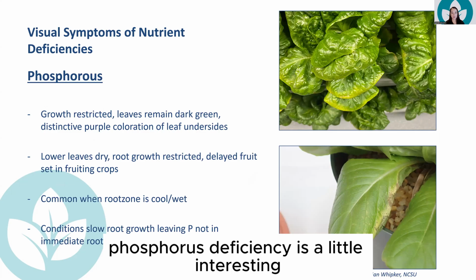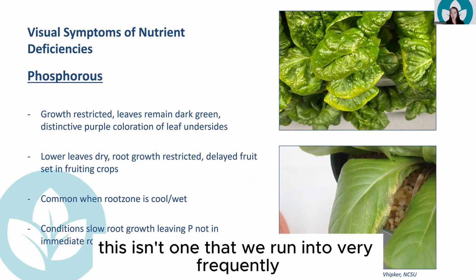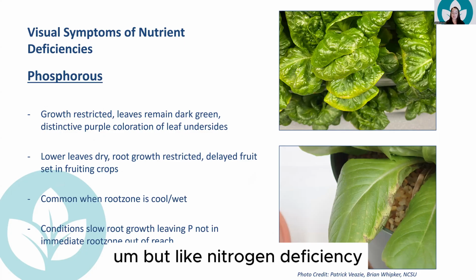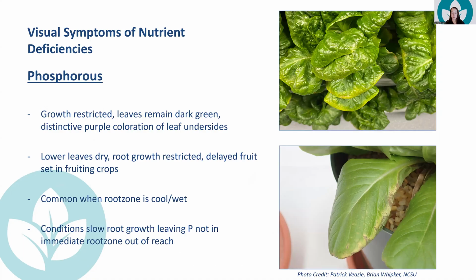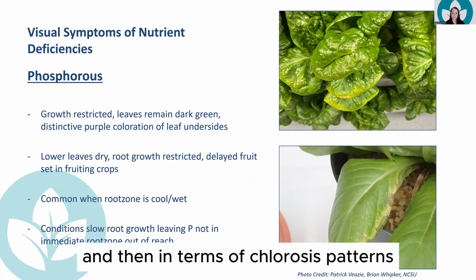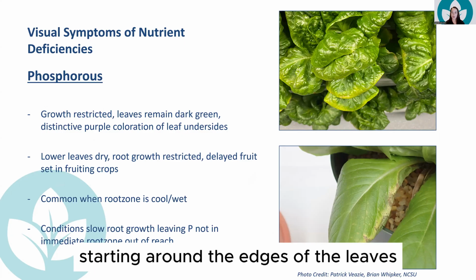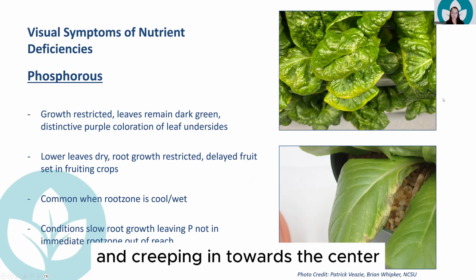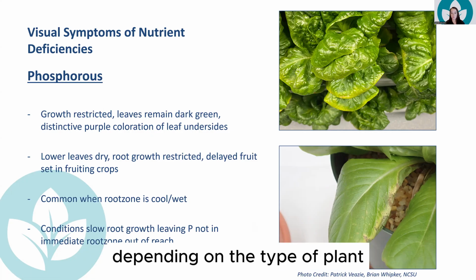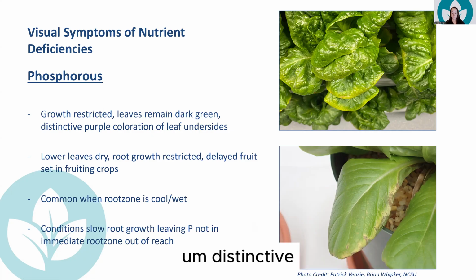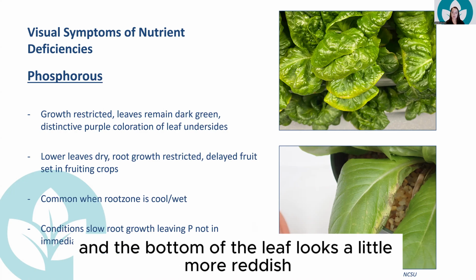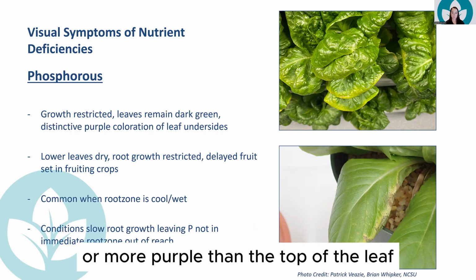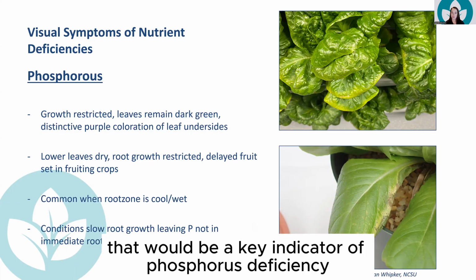Phosphorus deficiency is a little interesting. This isn't one that we run into very frequently. But like nitrogen deficiency, the growth will be restricted. You'll start to see lower yields. And then in terms of chlorosis patterns, you'll see chlorosis starting around the edges of the leaves and creeping in towards the center. Depending on the type of plant, you'll also notice really distinctive purple coloration on the undersides of the leaves. So if you flip the leaf over and the bottom of the leaf looks a little more reddish or more purple than the top of the leaf, that would be a key indicator of phosphorus deficiency.